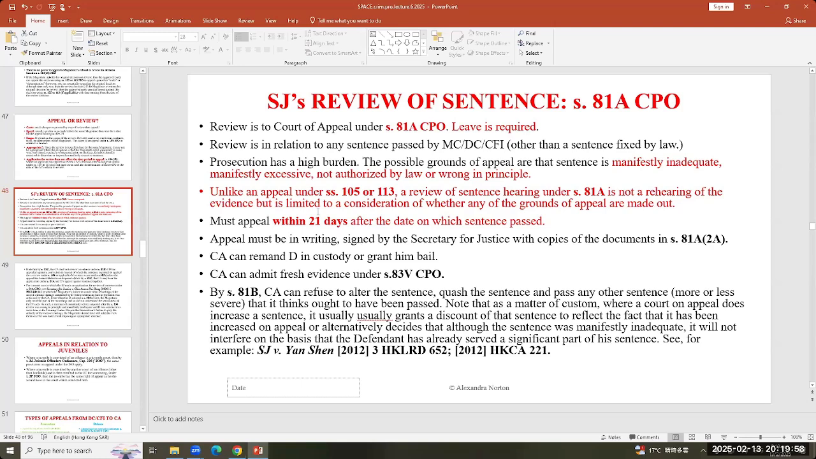Or they're arguing that the sentence was wrong in principle or didn't exist in law. They have to appeal within 21 days in writing, but there is the power to admit fresh evidence as well under 83B.